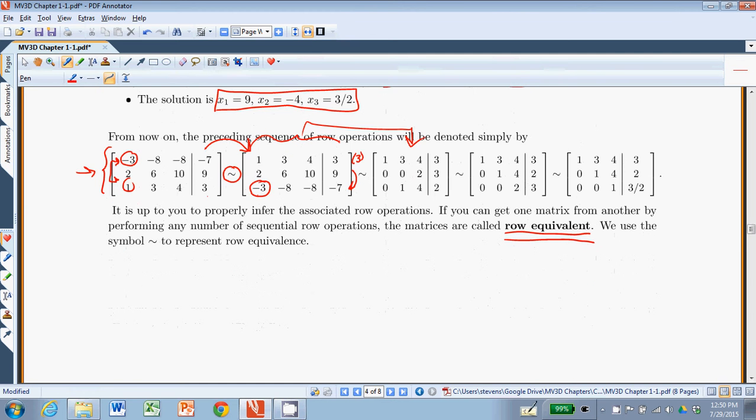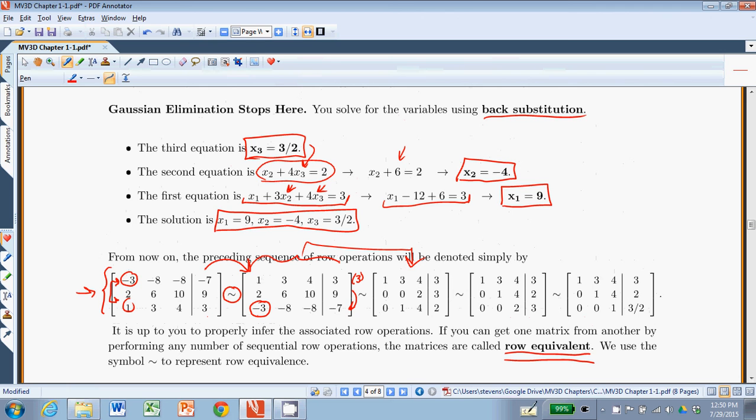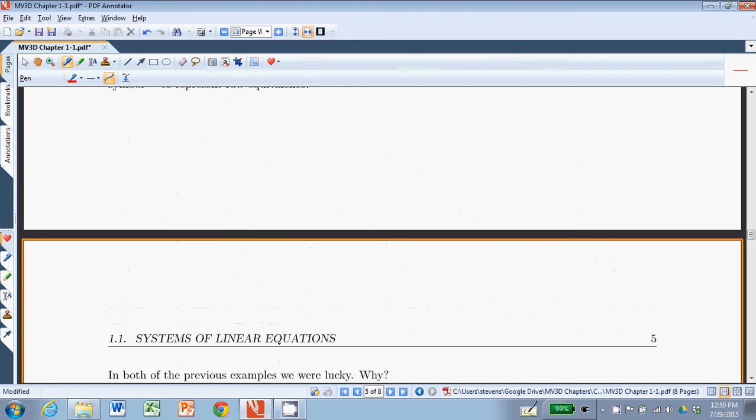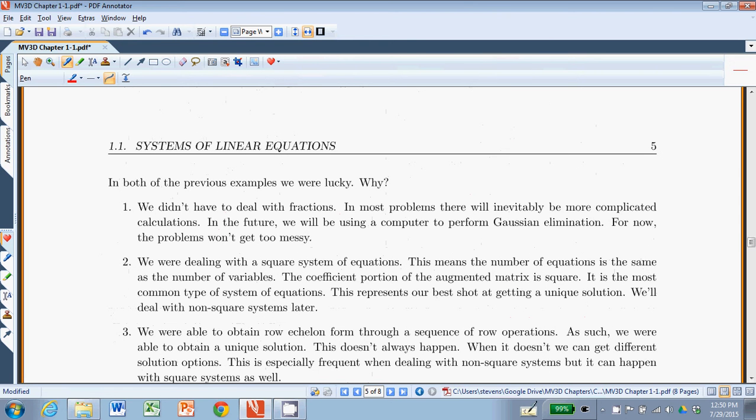Okay, so by the way, it's worth noting that for the first 2 examples, I actually got a solution. So I got kind of lucky. I got lucky in a few ways. Why were we lucky? Well, first off, we didn't have to deal with too many fractions. We're doing this by hand, and fractions are going to make this a lot harder.